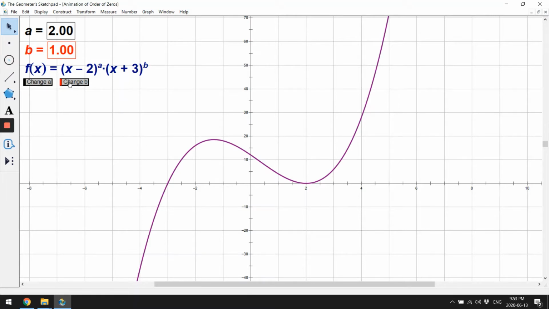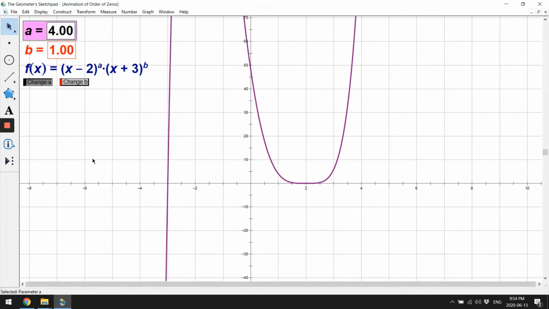I'm going to change the order of the zeros and hopefully you can see what happens to the graph. First thing we're going to do is change A. A is 2 right now. When I press this button, change A, it's going to change the order from 2 to 4 and then to 6. What I want you to do is focus on the graph, focus on the x-intercept here. Regardless of what the order of the zero is, whether it's 2, 4, or 6, I want you to focus on the behavior of the graph here. Let's do it.